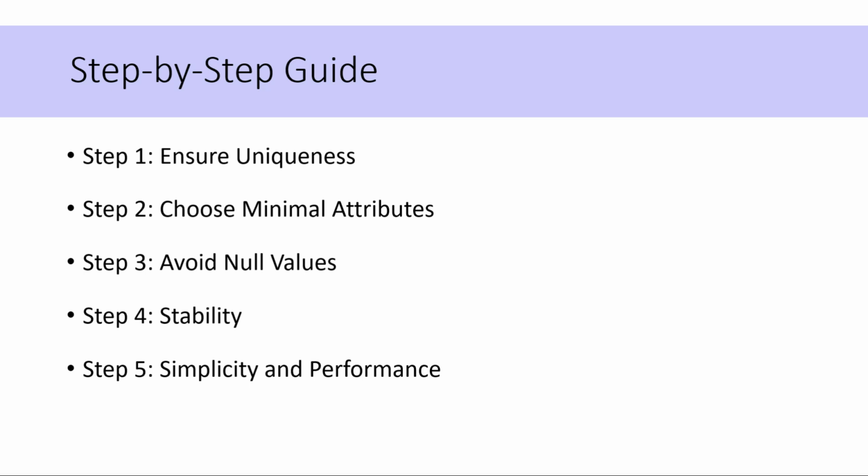Next step is simplicity and performance. A primary key should be simple to use and efficient for indexing and queries. Auto-incremented IDs are a great choice for this reason.